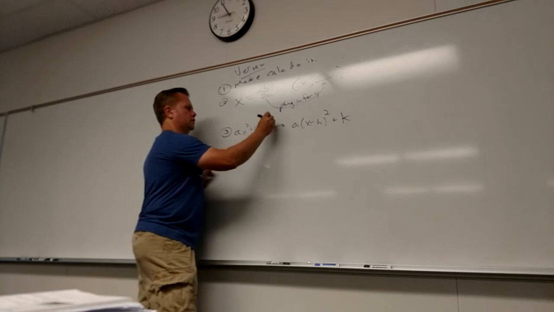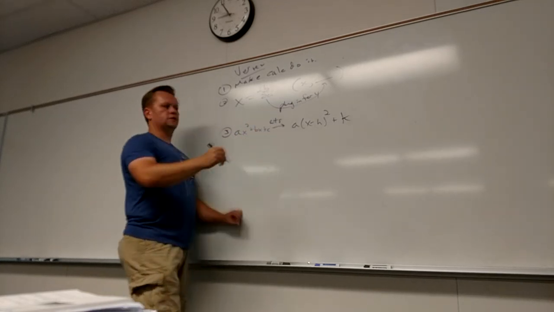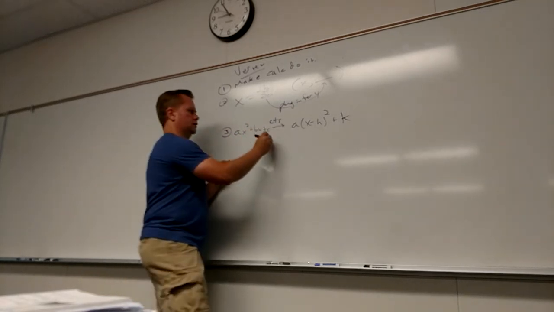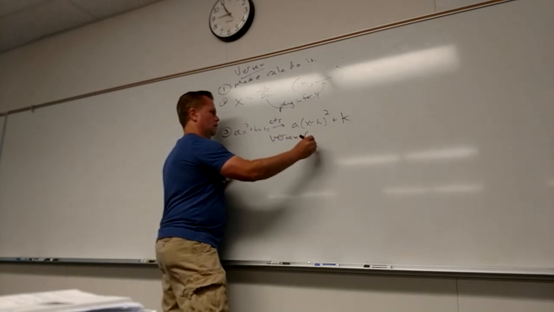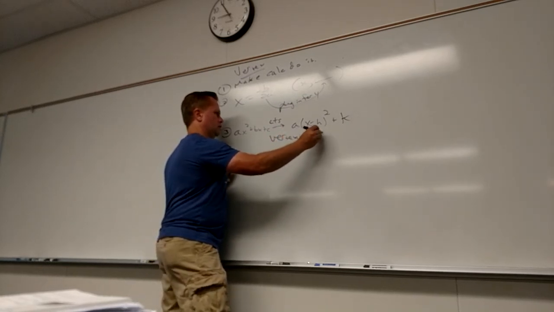And this is completing the square. Complete the square to do that. Then the vertex here would be what? H, okay. I like it.